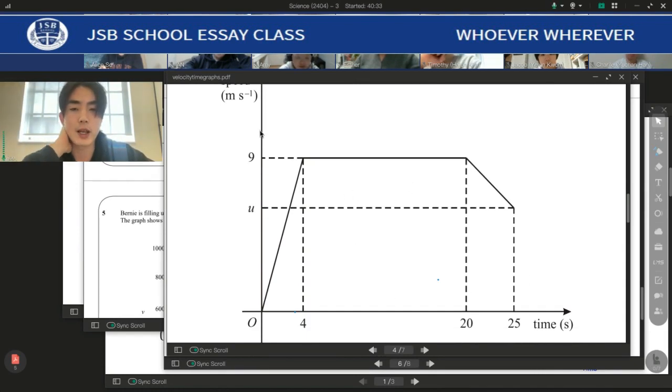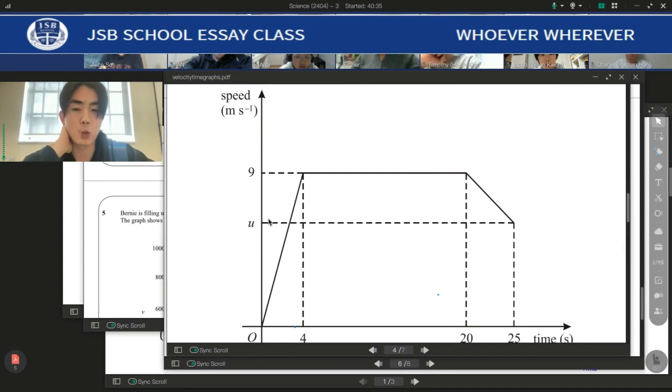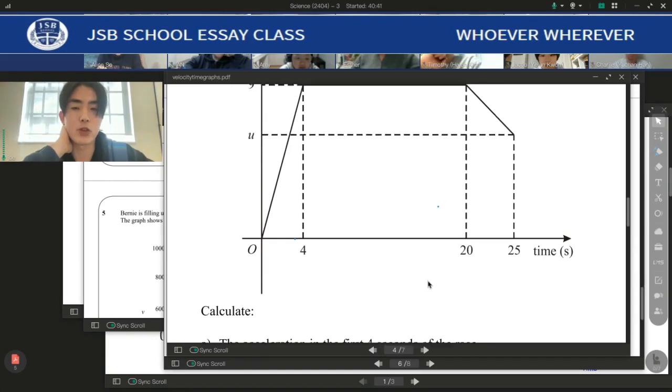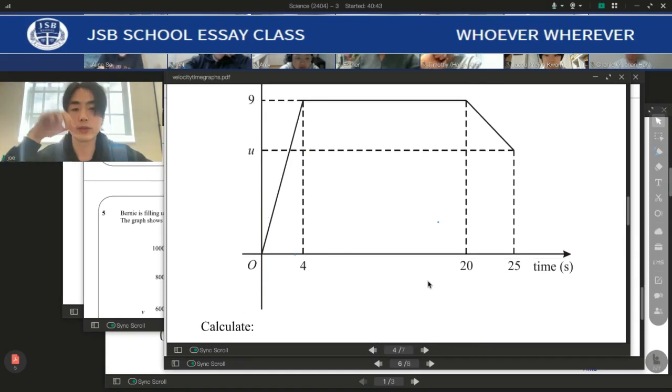So there's a couple of things we can see. The speed goes up to 9. We have this weird U speed as well, okay? So U. Right, calculate the acceleration in the first 4 seconds. So how do you work out the acceleration?